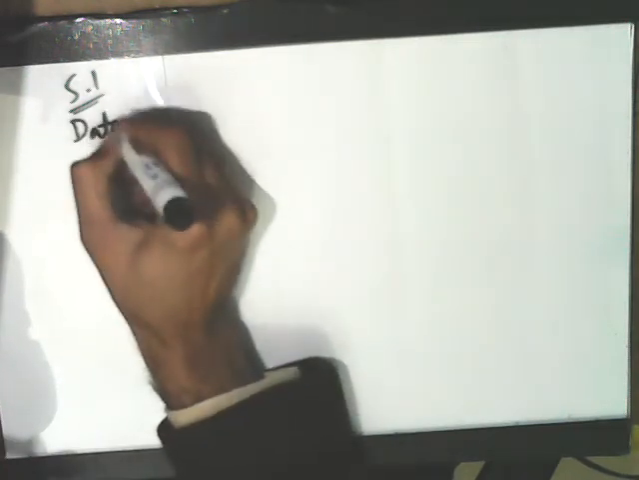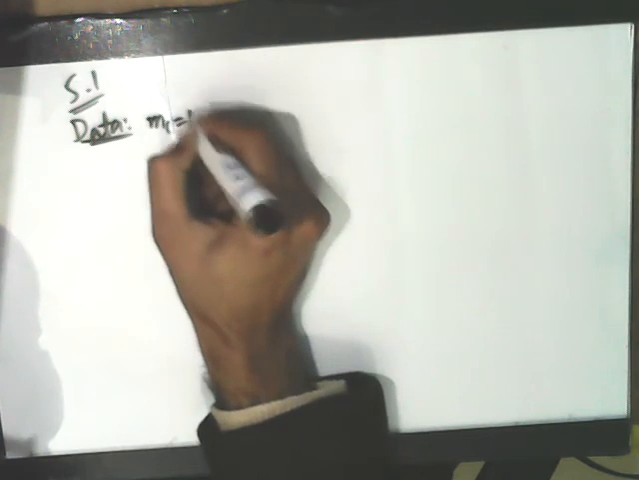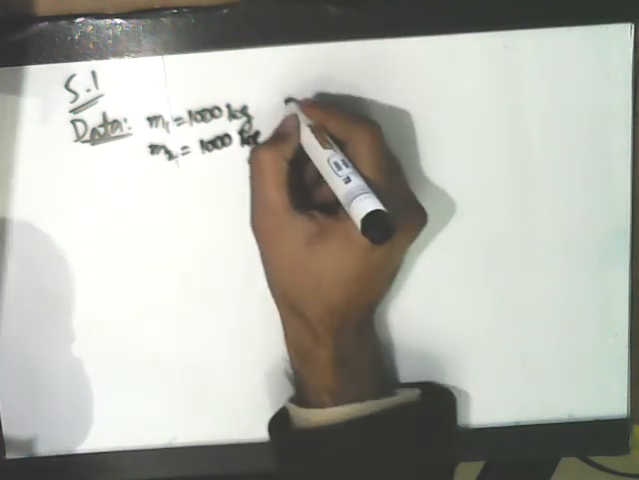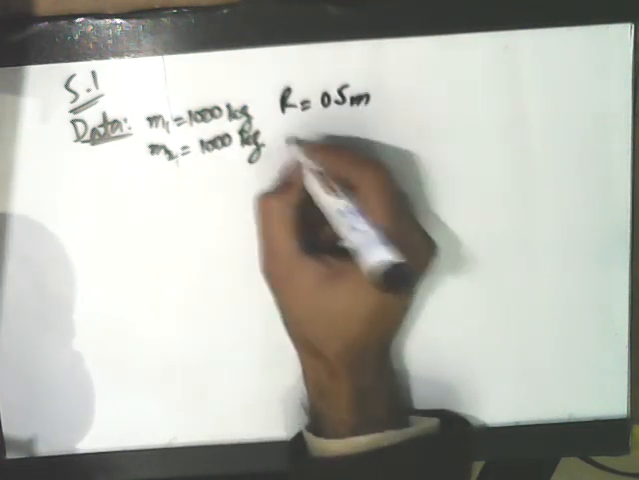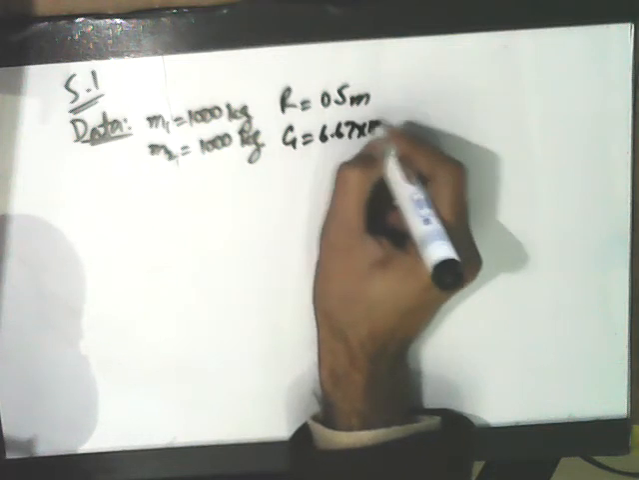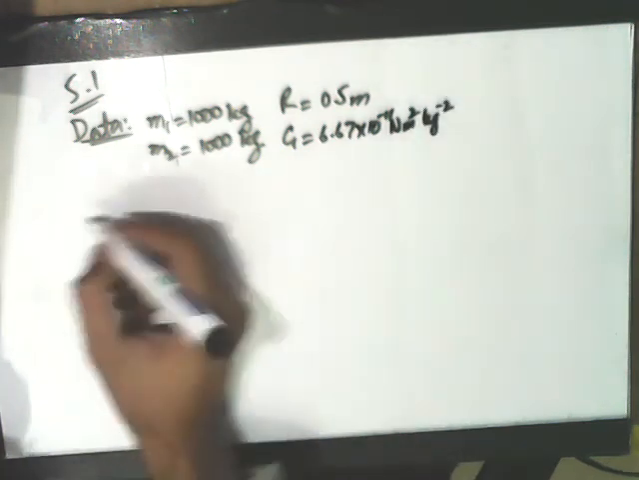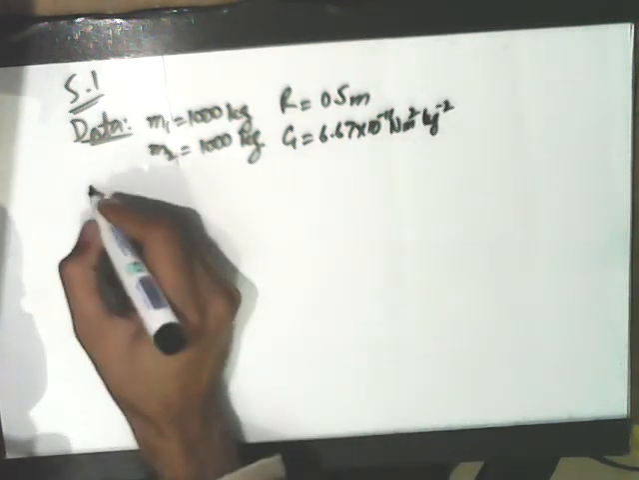We're starting from 5.1, which states: find the gravitational force of attraction between two spheres, each of 1,000 kilogram mass. The distance between the centers of the spheres is 0.5 meters. It is a similar one, just like example 5.1, except the data is a little bit different. So let's write the data. We have M1, which is 1,000 kilograms, M2, which is also 1,000 kilograms. The separation between them R is 0.5 meters. We do know the value of G, which is 6.67 into 10 to the power minus 11 Newton meter square per kilogram square, right? We want to calculate the force of attraction. So let's get to the solution.